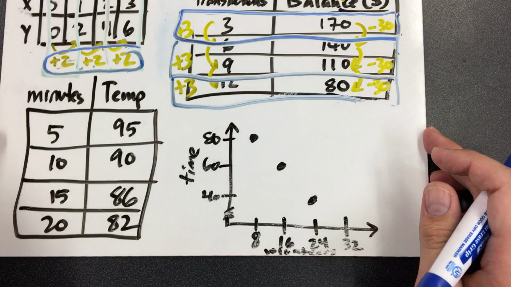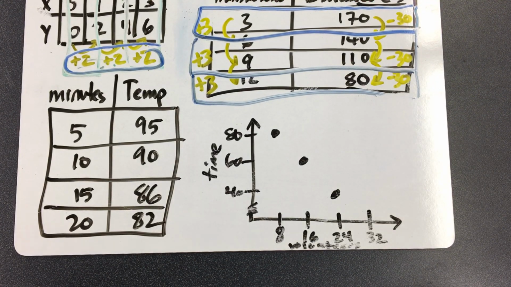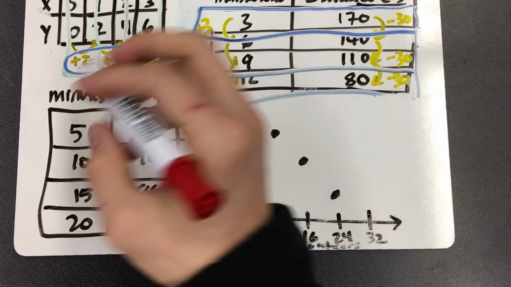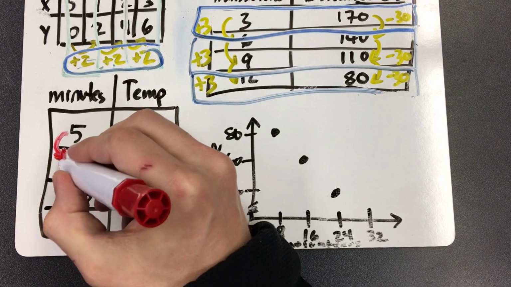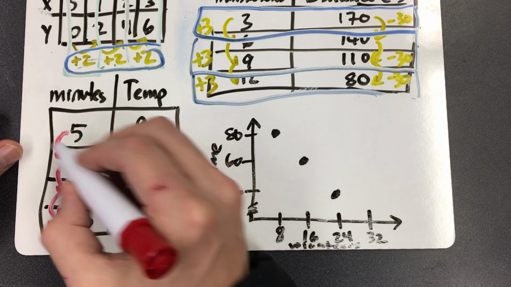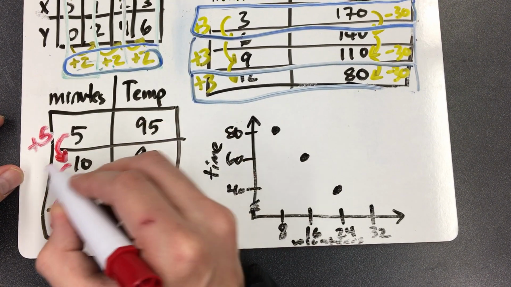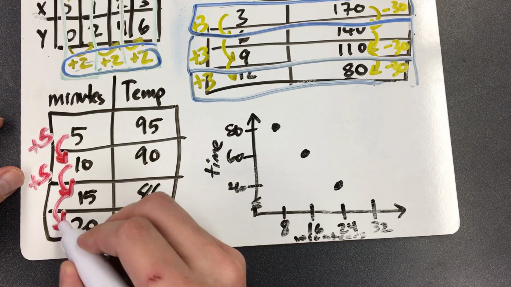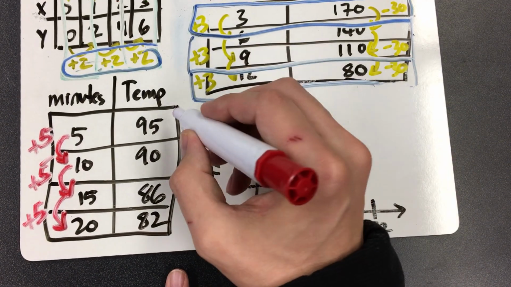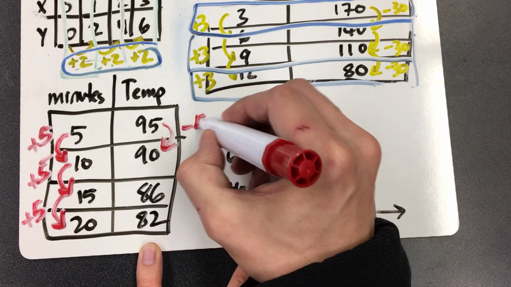Okay, let's try another one. Down here, hopefully we're getting the hang of these. Minutes, how many minutes something has been doing. And how many minutes you're cooking or maybe you're cooling something down. 5 to 10, there's plus 5. 10 to 15, there's plus 5. 15 to 20, there's plus 5. So we're going every 5 minutes. What's happening to the temperature? Minus 5 degrees.